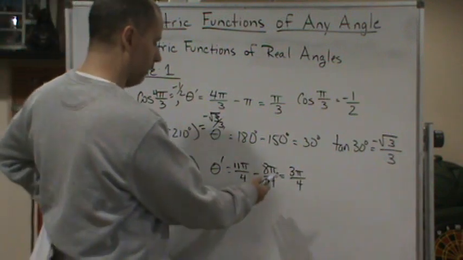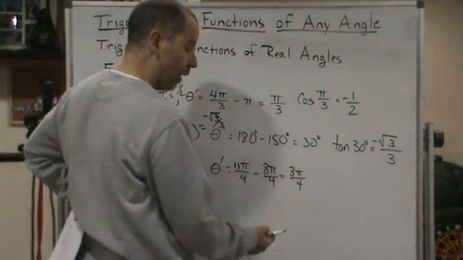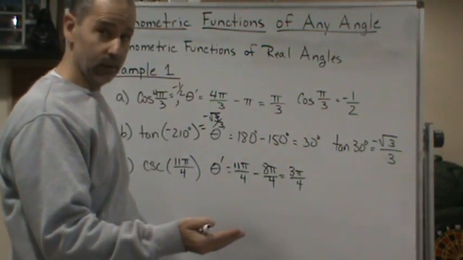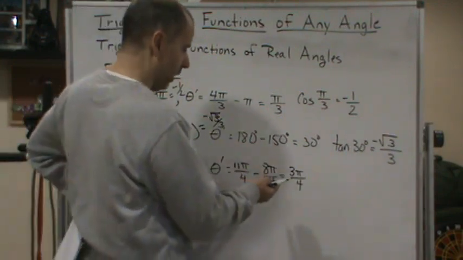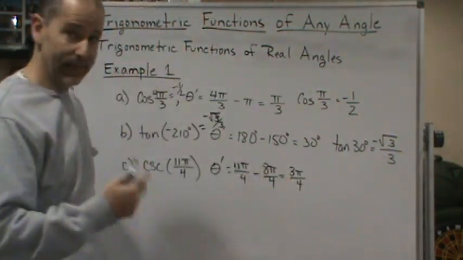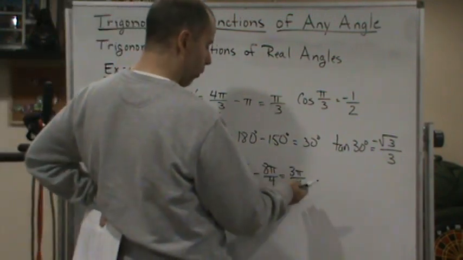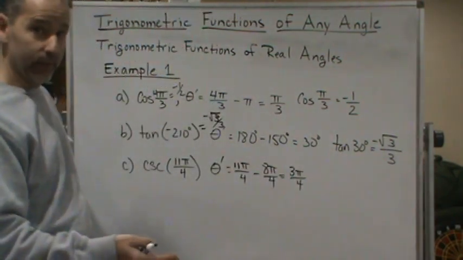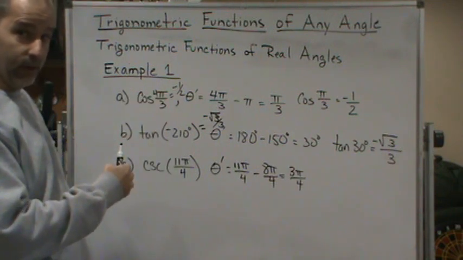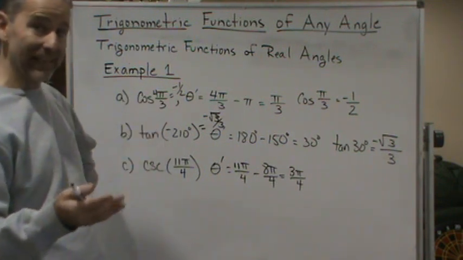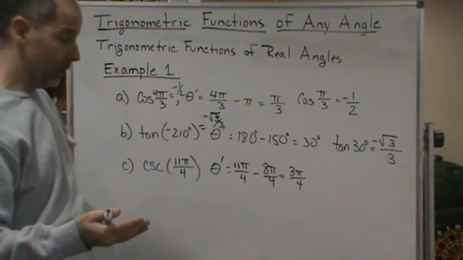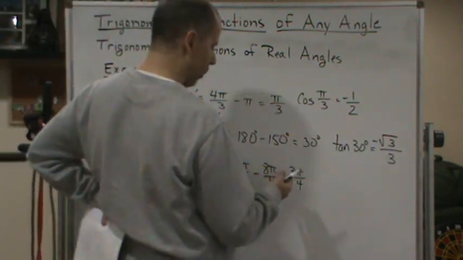Well, where's 3 pi over 4? Well, pi over 4 is 45 degrees. So that's in the first quadrant. 2 pi over 4 is 90 degrees. That's the same as pi over 2. 3 pi over 4 is what? 135 degrees. And so we're in the second quadrant again. Okay? So this is in the second quadrant.